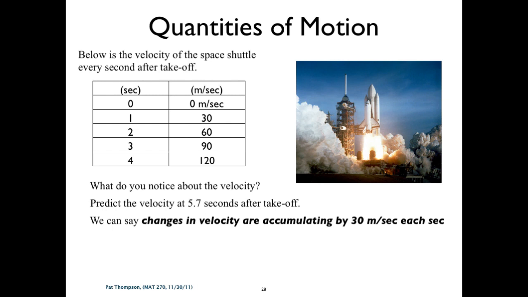Okay. And lots of you have already picked up on this, and you've been saying it, that we're talking about acceleration. That's the same thing. The acceleration of the shuttle is 30 meters per second per second. Meaning every second, the velocity increases by 30 meters per second. Accumulating changes in velocity. 30 meters per second each second.